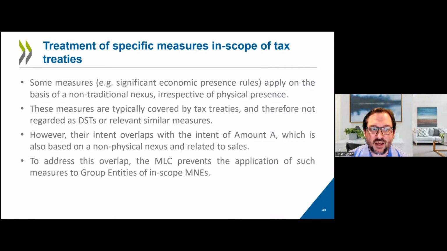So while imposing these measures doesn't cause a country to lose its Amount A allocation because they are not DSTs, they are different than DSTs, they will be required to turn off these measures as applied to group entities of the in-scope MNEs. So the measures can't apply concurrently with Amount A. They have to be turned off for countries that sign up to the MLC.